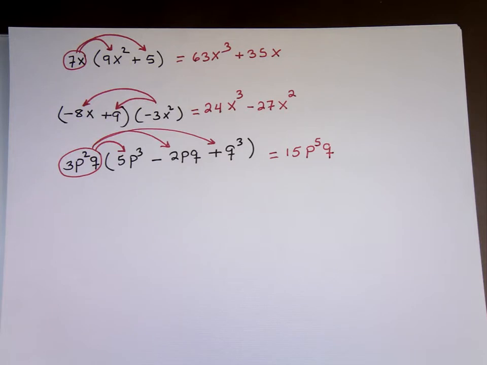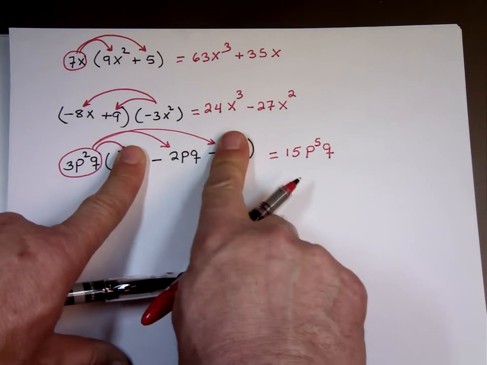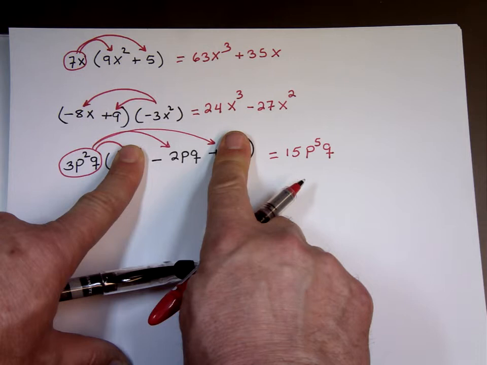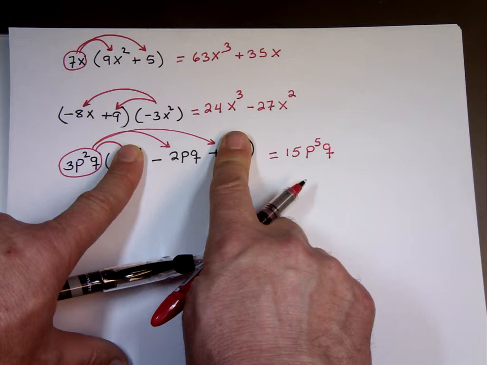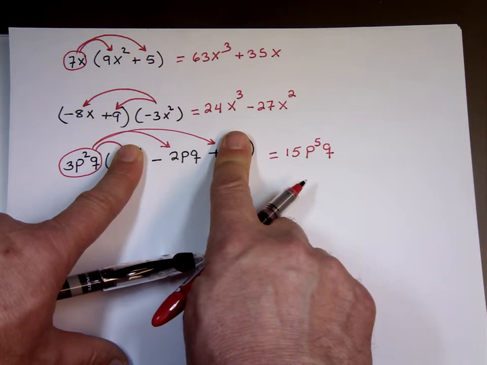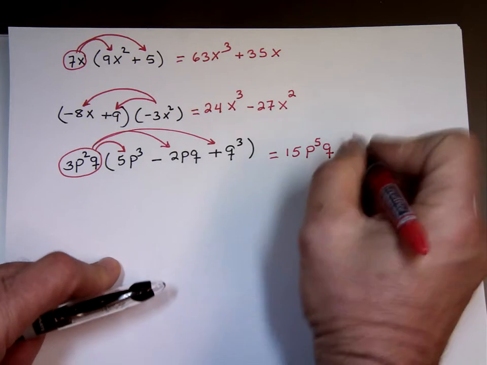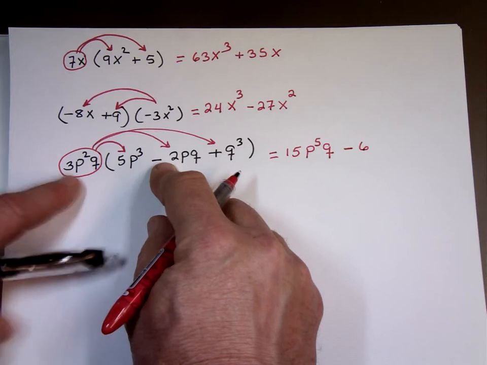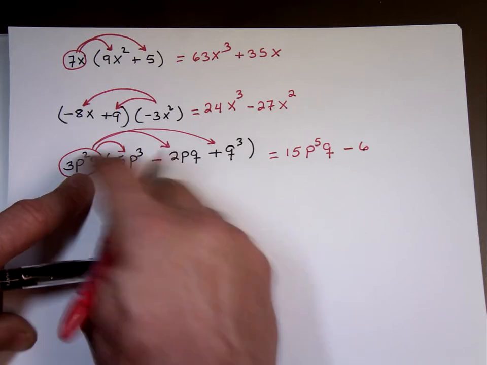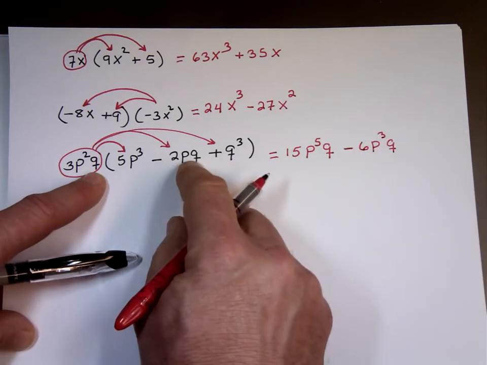Now the second piece. Let's multiply this one, 3p squared q times negative 2pq. That'll give me what? Negative 6, p to the third, and q to the second. Negative 6, 3 times a negative 2. Add the exponents for p, 1 and 2, that's 3. Add the exponents for q, 1 and 1, 2.